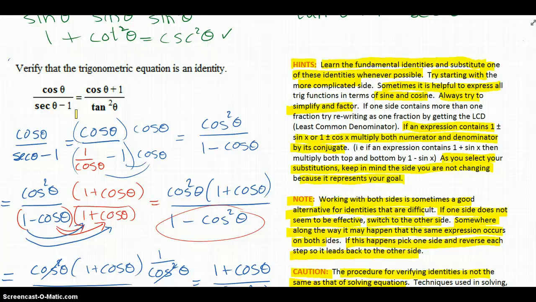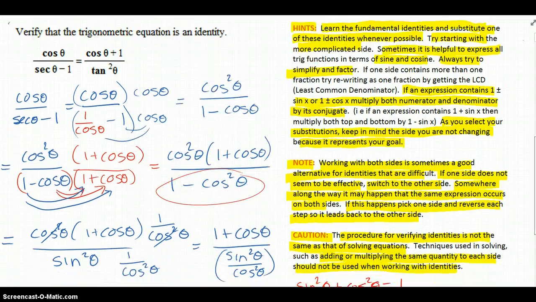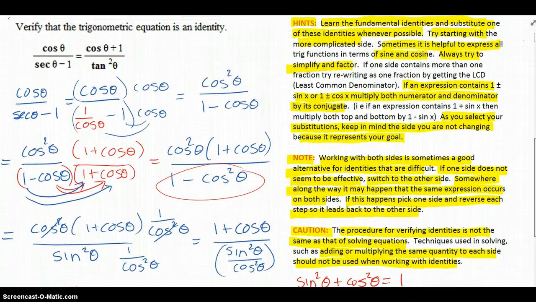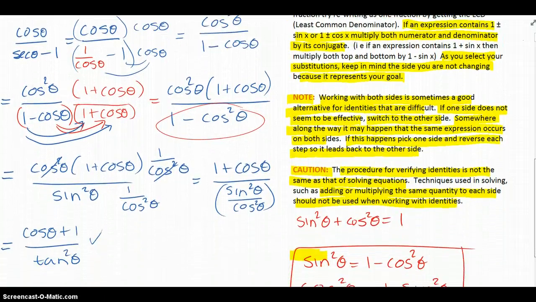We're not asking what theta is. We're saying that this side is always equal to that side, no matter what theta is. So that is the note, the caution that I wanted to go over. So there it is.